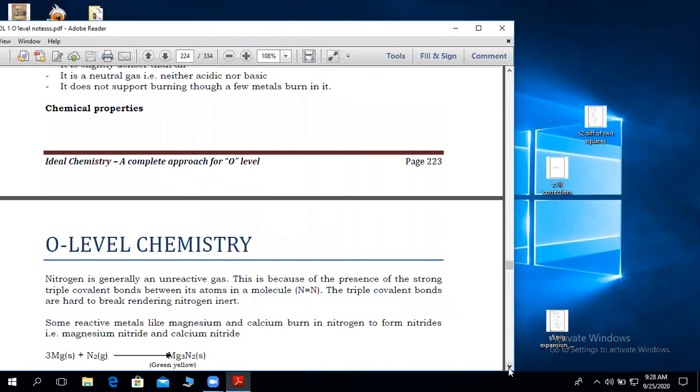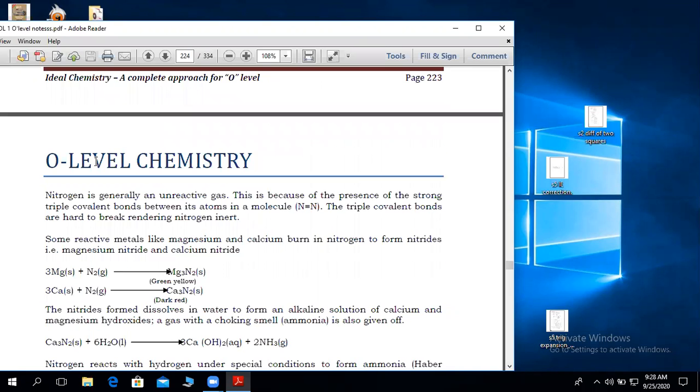Chemical properties of nitrogen. Now, this is where I want you to listen carefully. Nitrogen is relatively unreactive. Nitrogen is generally unreactive or generally inert. What is the reason? Listen to the reason. This is because of the presence of strong triple covalent bonds between nitrogen atoms.